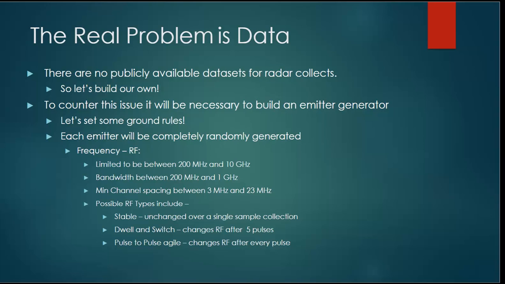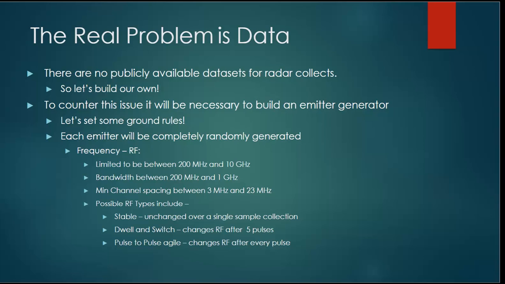So the ground rules for these emitter generators: we're going to set some limits on RF, PRI, and PD, trying to constrain the scope of the problem. And then we can generate emitters to classify. So for frequency, these are going to be limited to between 200 megahertz and 10 gigahertz, with bandwidth between 200 megahertz and 1 gigahertz. The minimum channel spacing, so the minimum distance between two channels of operation, is going to be between 3 megahertz and 23 megahertz.